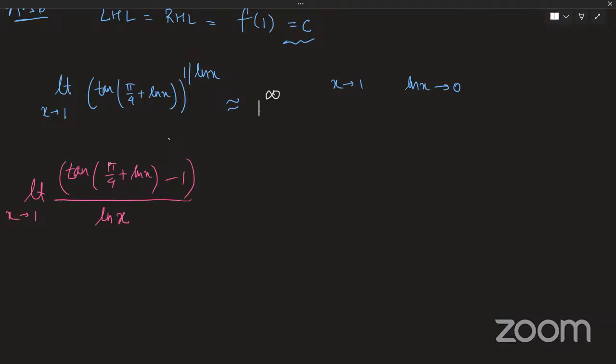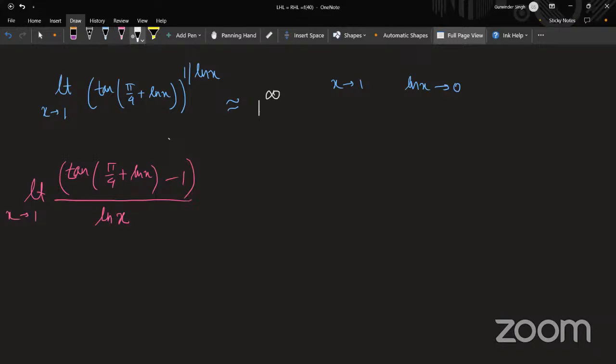Tell me, how will you solve this thing? We have solved this limit earlier, if you remember. So in this, you have just got ln x and ln x everywhere. So you can convert it from ln x to x. So how would you do that?